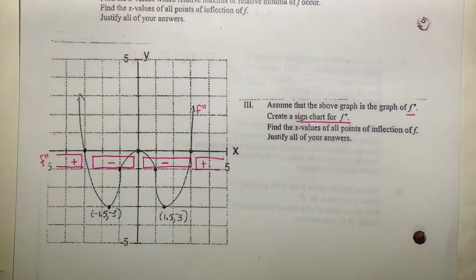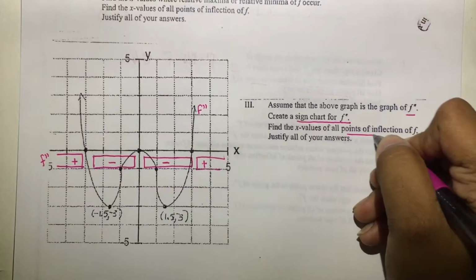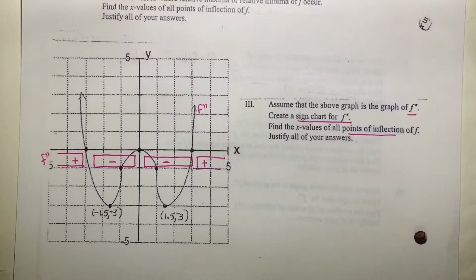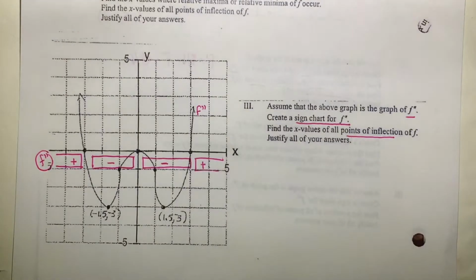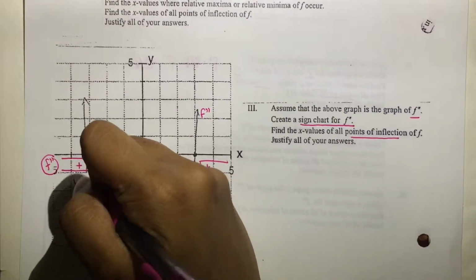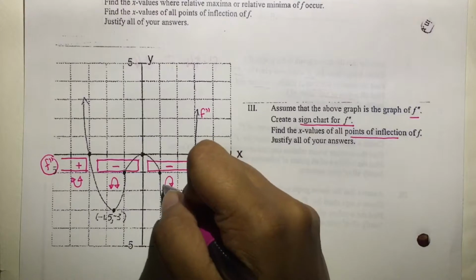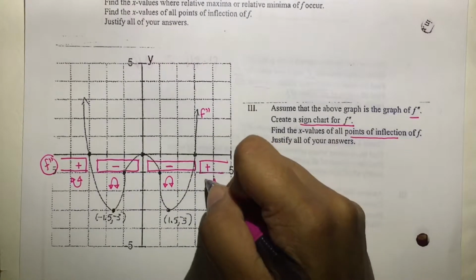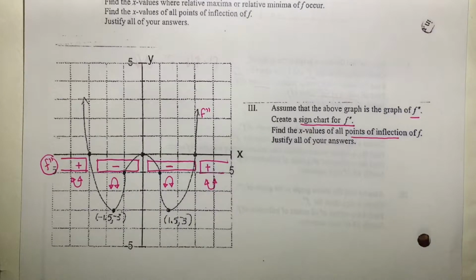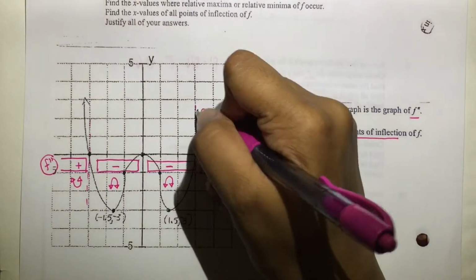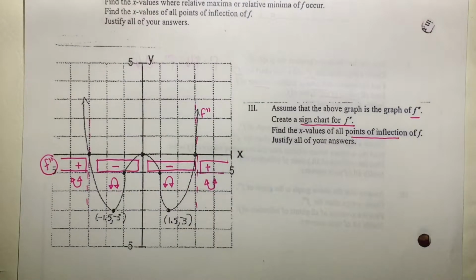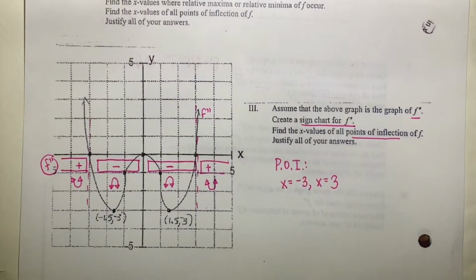Now the next step is to find the x values of all points of inflection of f. So in this case, the points of inflection are where the concavity changes. We know that f double prime from the sign chart goes from concave up to concave down once again, and then finally to concave up. Therefore, from that sign chart, we can tell that there are points of inflection where the concavity changes at x equals -3 and at x equals 3. Note that x equals 0 is not a point of inflection because there is no concavity change. It simply goes from concave down to concave down.